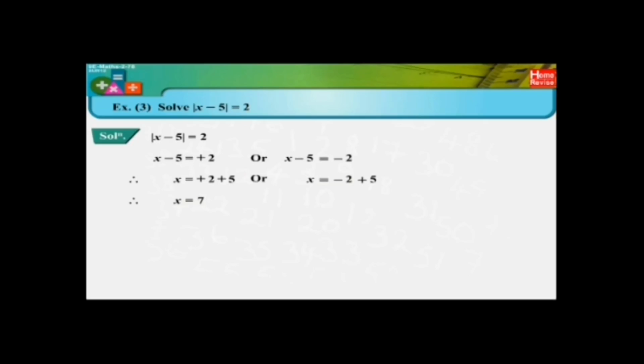Solve absolute value of x minus 5 is equal to 2. So x minus 5 is equal to plus 2 or x minus 5 is equal to minus 2. Therefore x is equal to 2 plus 5 or x is equal to minus 2 plus 5. So therefore x is equal to 7 or x is equal to 3.